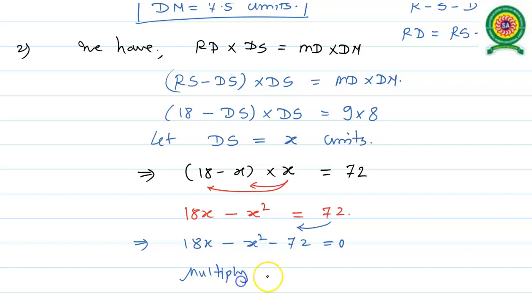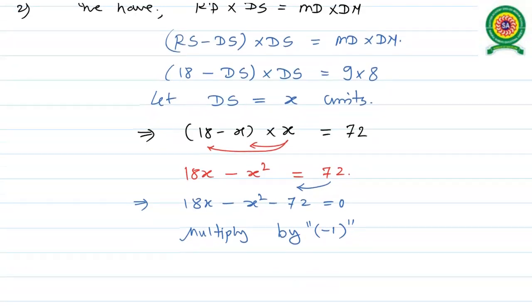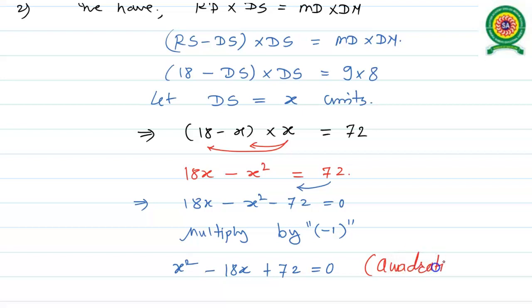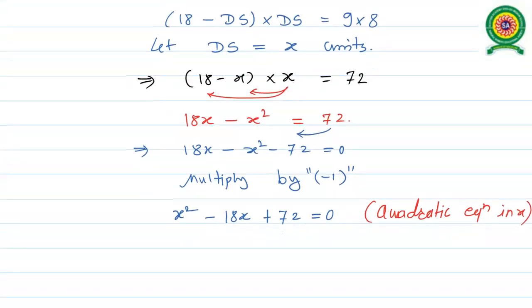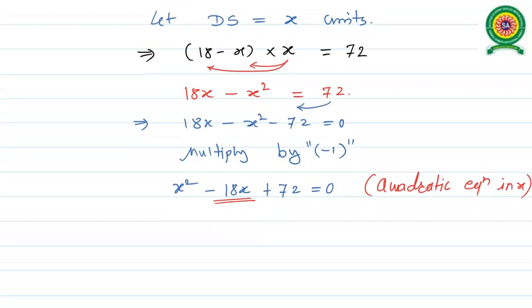Now multiply throughout the equation by minus 1. So we are getting positive x square, I am writing first, then negative 18x and positive 72 equals 0. Now we have a quadratic equation in which variable? X. So we have a quadratic equation in x. So how to find the value of x? Ultimately we have to evaluate the roots of the quadratic equation. You may use the method of factorization or any other method. Now I am using the method of factorization.